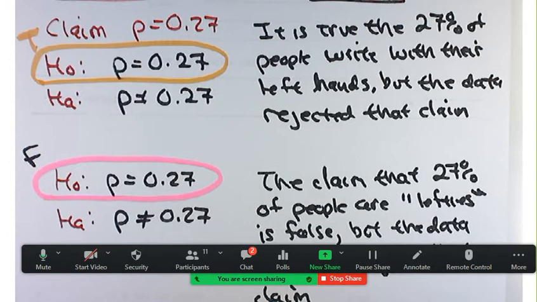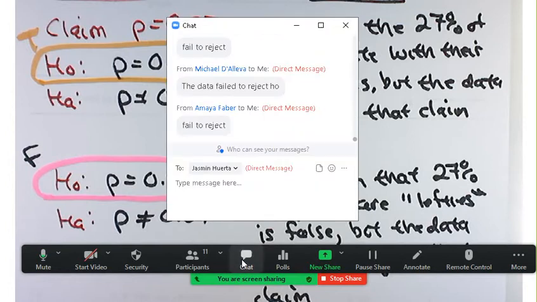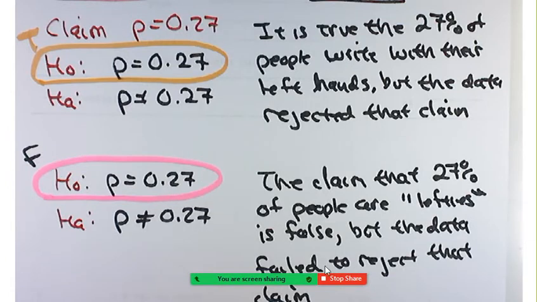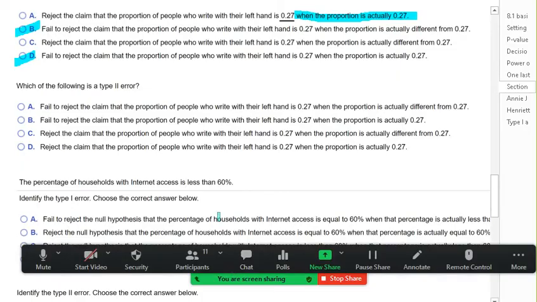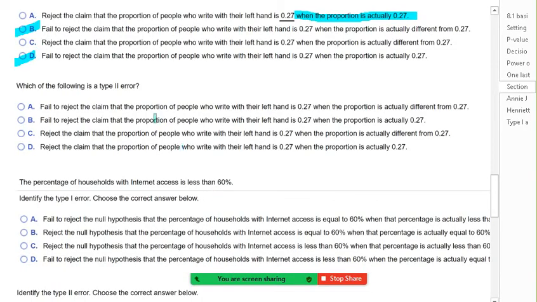Let's try another one. Actually, you know what? Let's go through and look at our choices that you're going to see on my stat lab. So which of the following is a type 2 error? Well, again, I think I would start out with what our decision was. Did we reject or fail to reject if you're making a type 2 error? We failed to reject. So that means I can get rid of C and D.